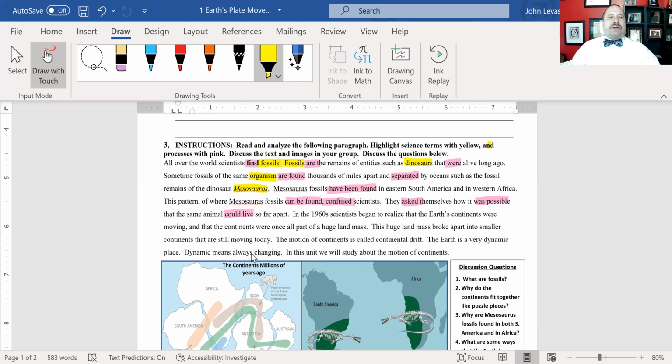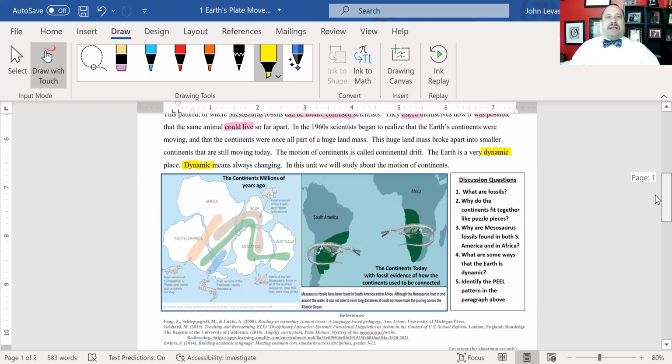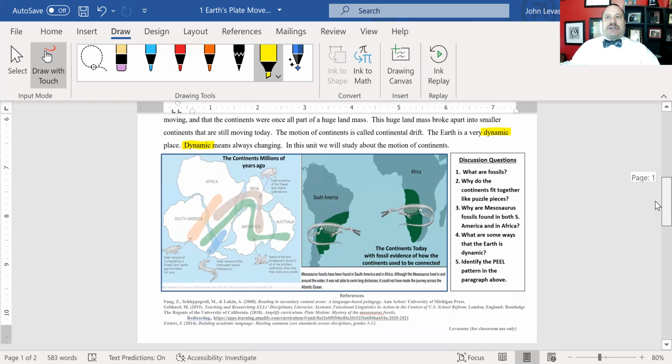I do want to come down here and talk about dynamic. The earth is dynamic. Nature is dynamic. And what are we studying in science? We're studying nature and natural phenomena. So nature is a very dynamic place. That's part of what we study in science, how nature changes and how nature is dynamic.